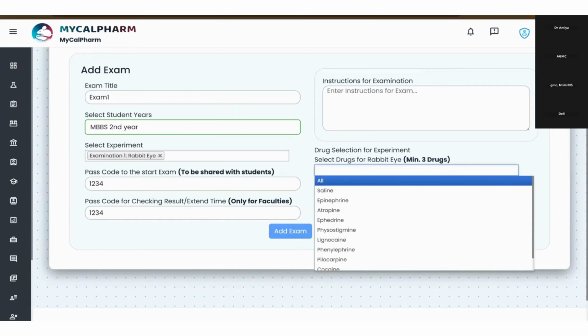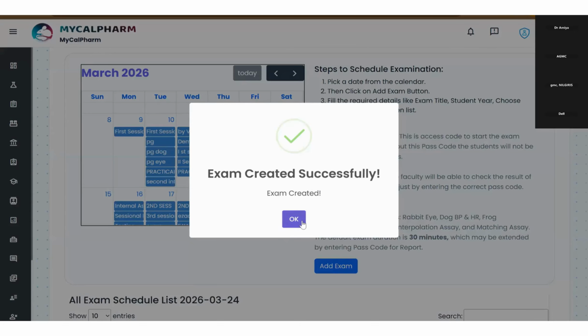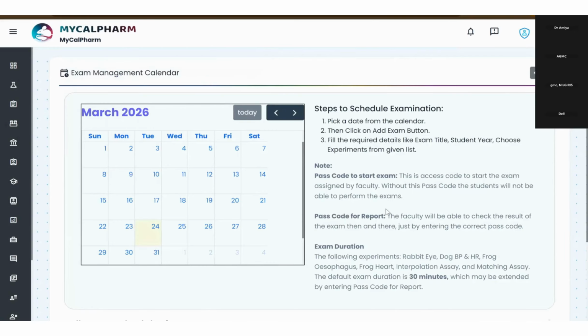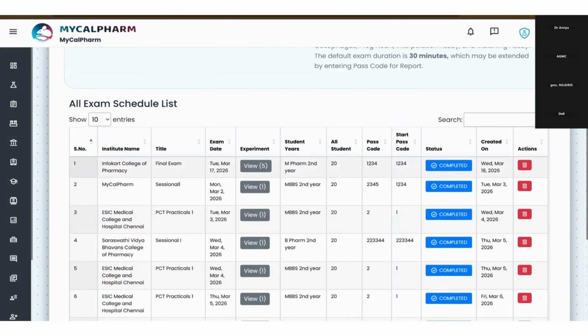In every exam, we have given a small mandate. Suppose in the rabbit eye, you have to select a minimum of 3 drugs. Here I have just selected all the drugs. If your college is not showing the students all the effects of the drugs, a minimum of 3 drugs has to be selected here to schedule the exam. So I am just adding. Exam created successfully. You can see the InfoCard College of Pharmacy final exam has been scheduled. So this is the scheduled exam.